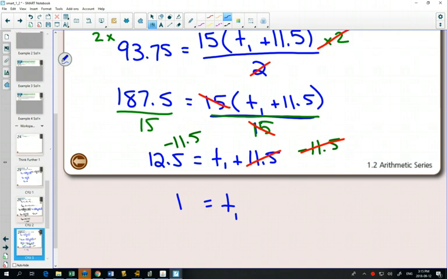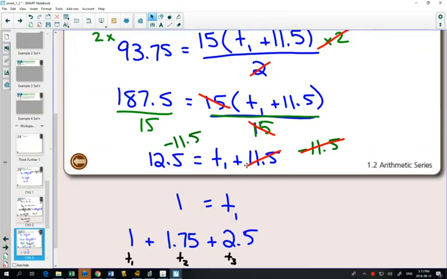Good. If you wanted to find the first 3 terms, now we know term 1 is 1. We know that D is 0.75. So term 1 would be 1. Term 2 will be 1.75. Term 3 will be 2.5. This was term 1. This was term 2. This was term 3.